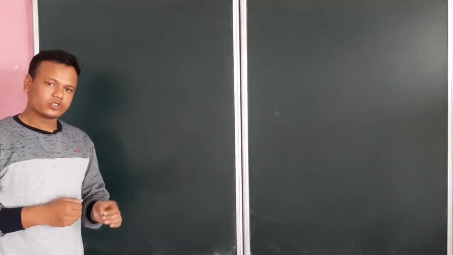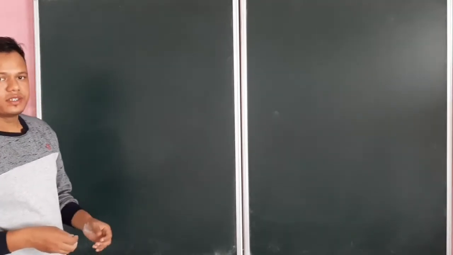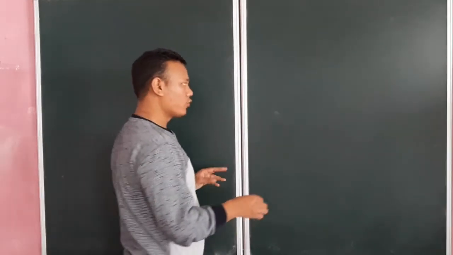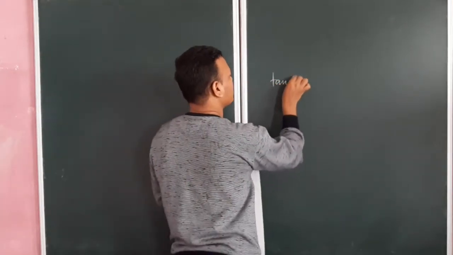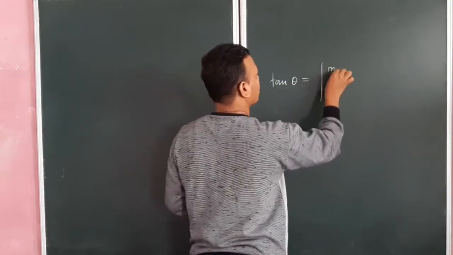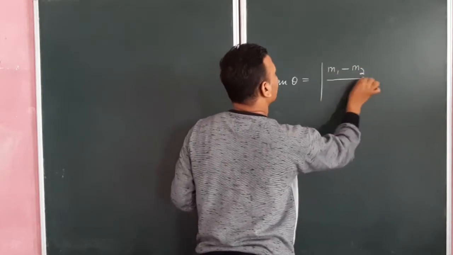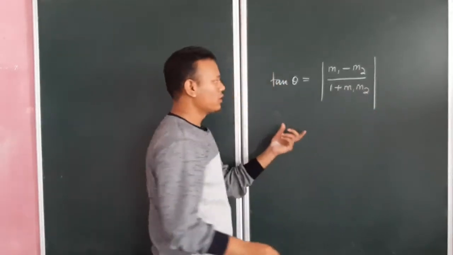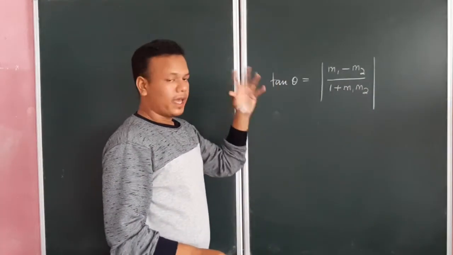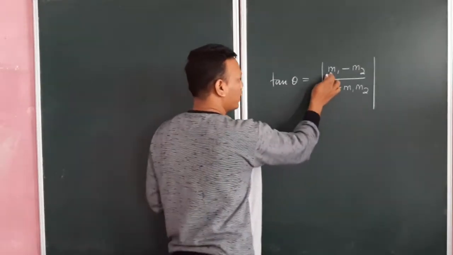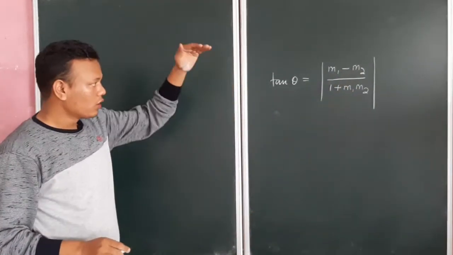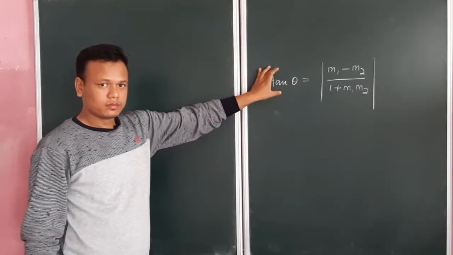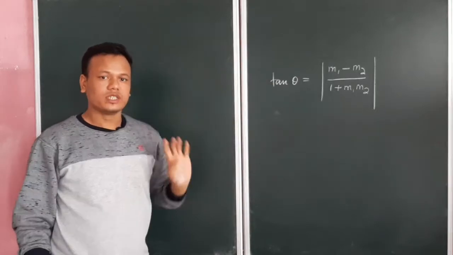Before we go into the next question, let us again quickly revise the angle of intersection of two lines. There's a formula which says tan theta equals modulus of m1 minus m2 whole divided by 1 plus m1 m2. This is the formula for finding the angle of intersection of two lines with slopes m1 and m2. We'll see how to find the angle of intersection between two straight lines whose equations are given.